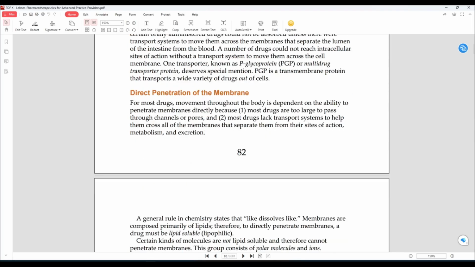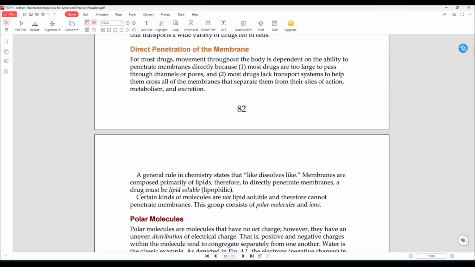The direct penetration of the membrane. For most drugs, movement through the body is dependent on the ability to penetrate membranes directly, because most drugs are too large to pass through channels or pores, and most drugs lack transport systems to help them cross all the membranes that separate them from their site of action, metabolism, and excretion.